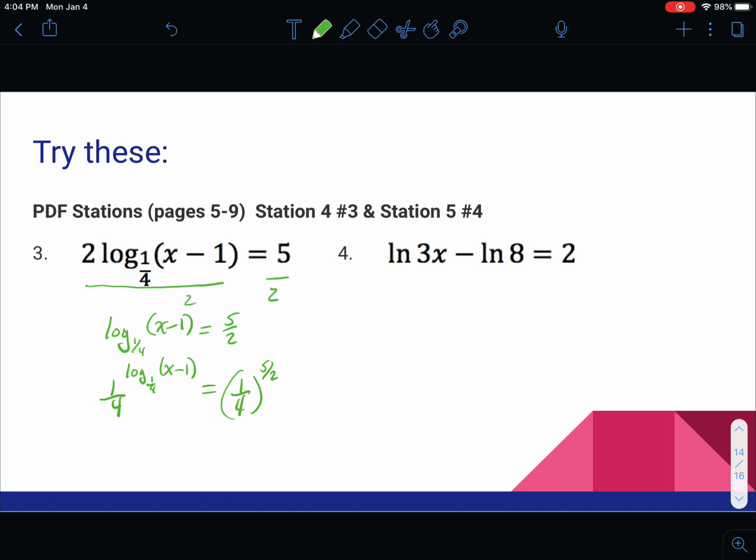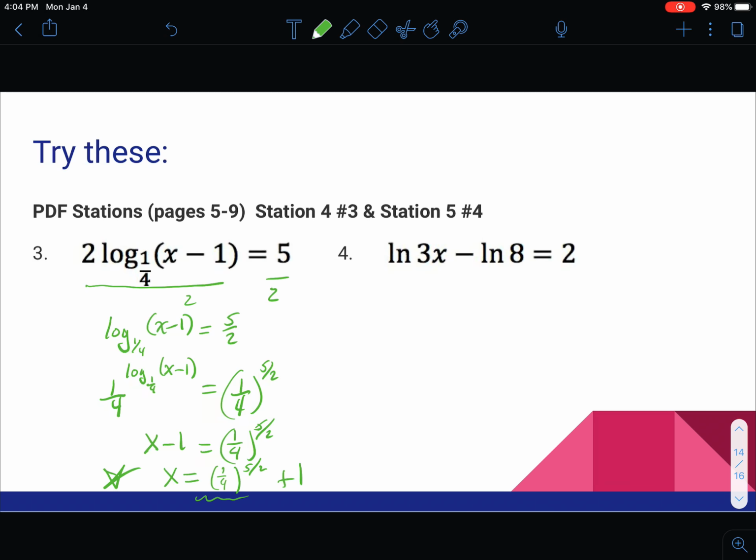Okay, so from here, the left side, since I exponentiated it, is just equal to x minus 1, and that equals 1/4 to the 5/2 power. And then I can go ahead and add 1 to both sides. Now at this point, I can go a little bit further with this 1/4 to the 5/2. I can take the square root of that and then raise it to the 5th power. I think at this point for the video, we're just going to stop right here, but I will show you in class how we can go a little bit further with that one.